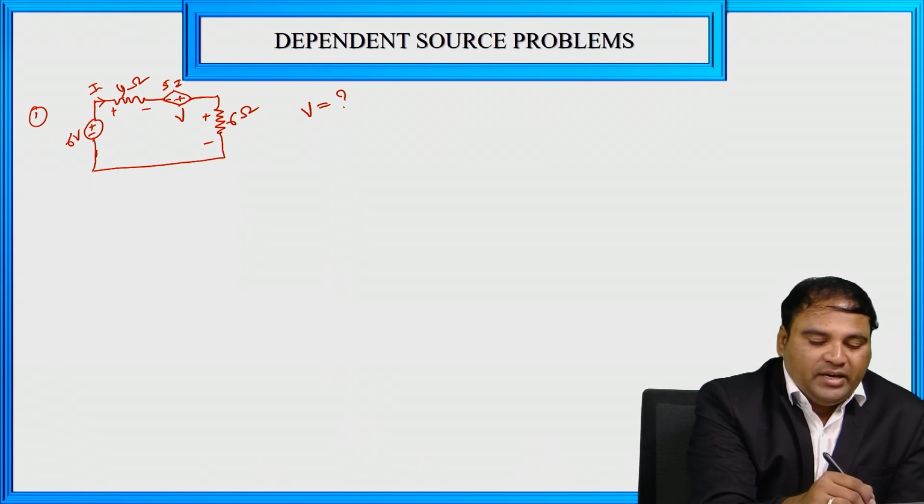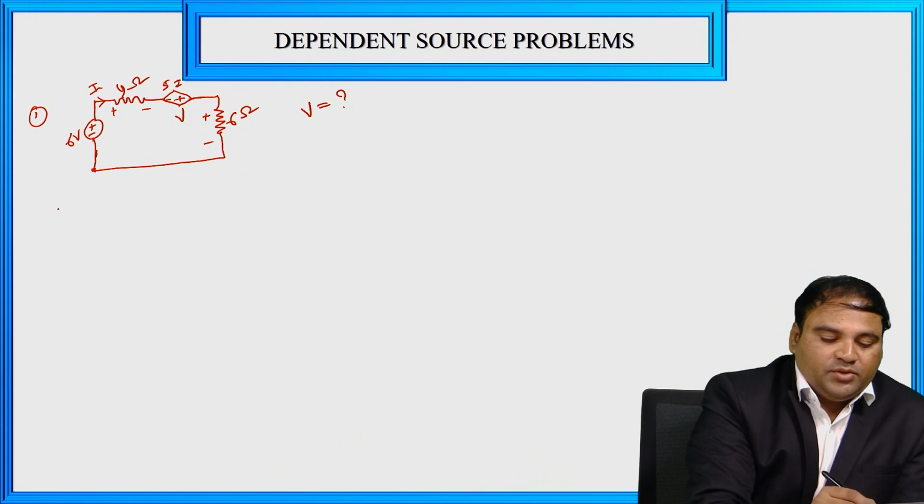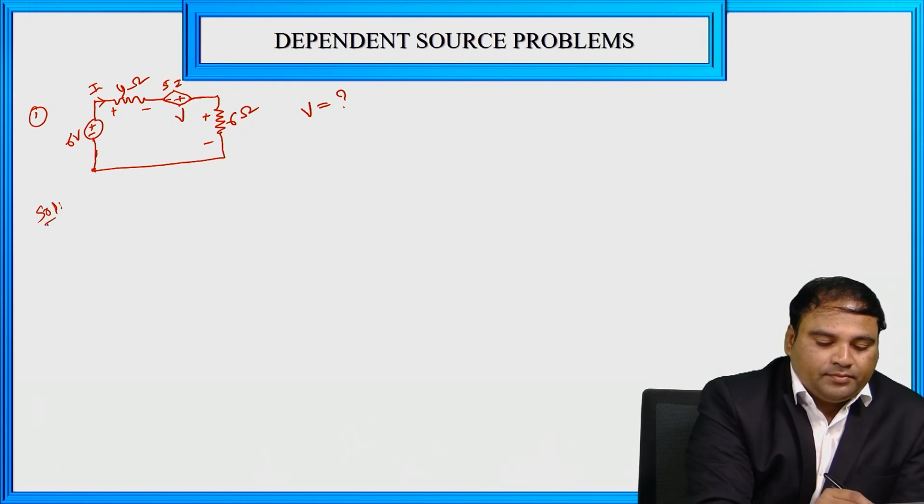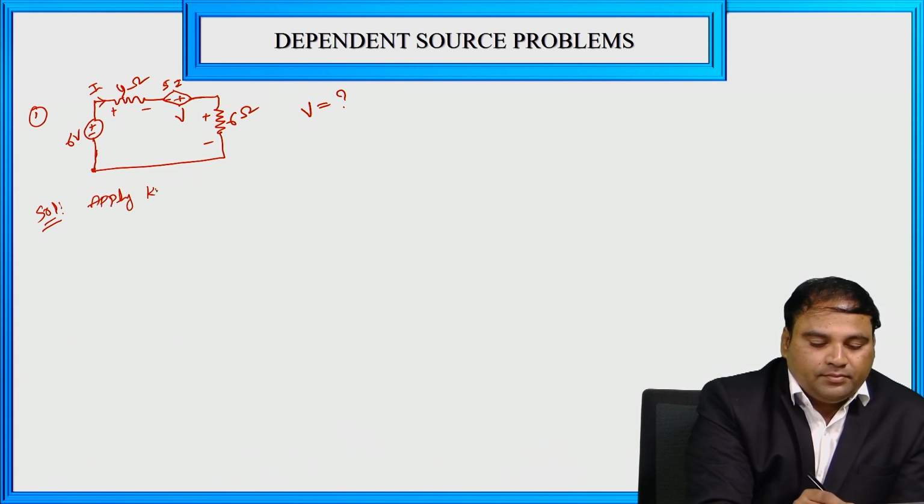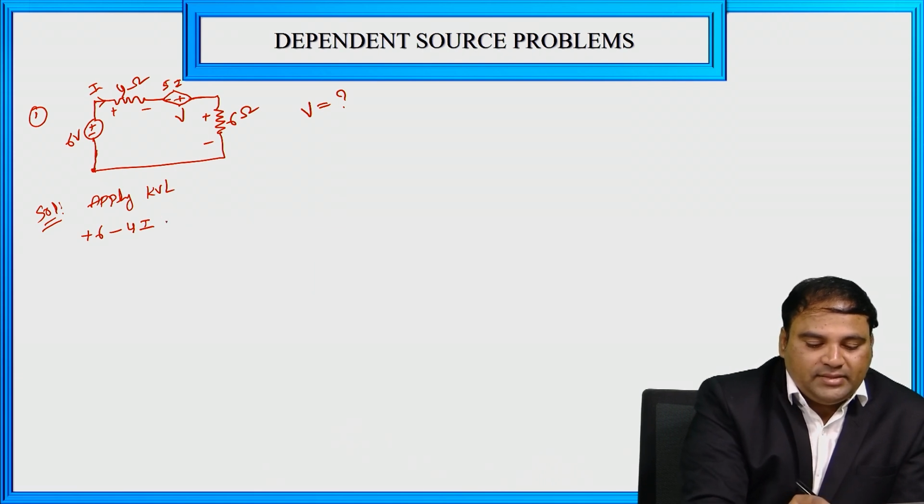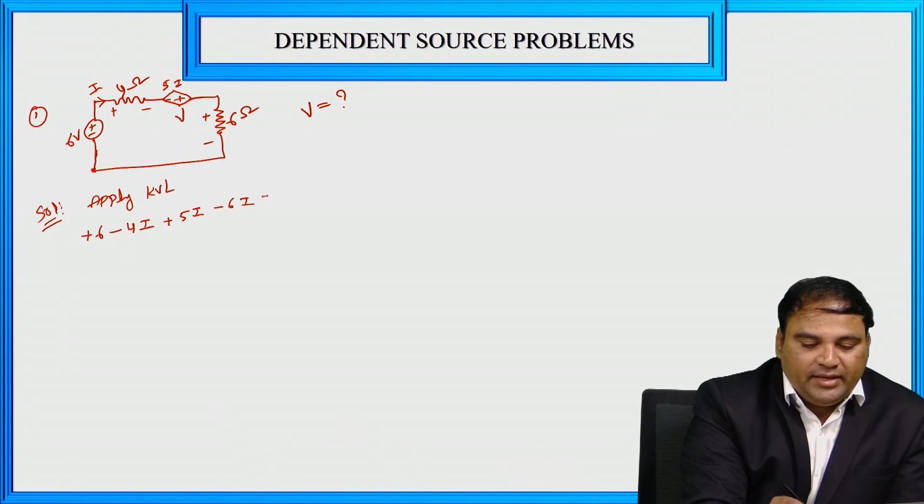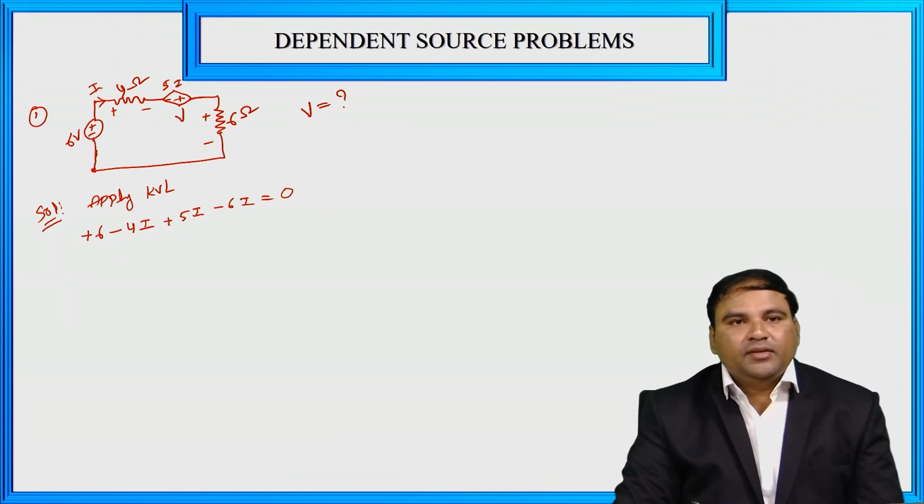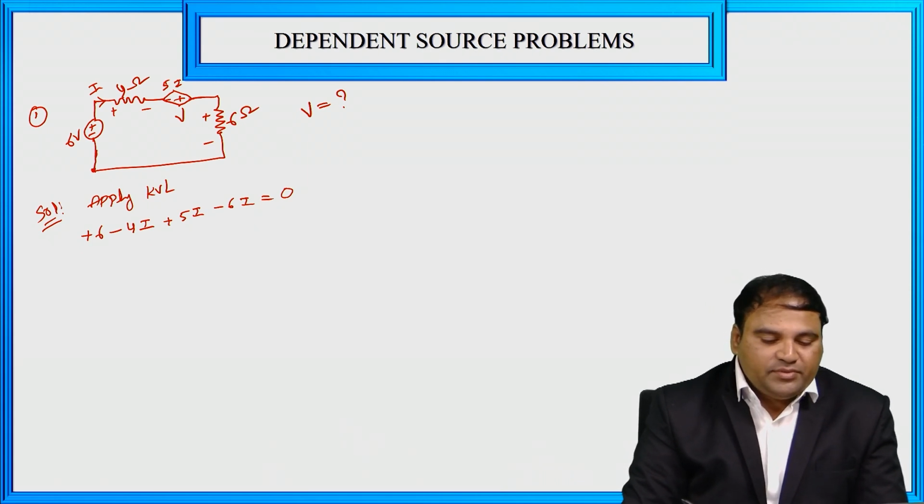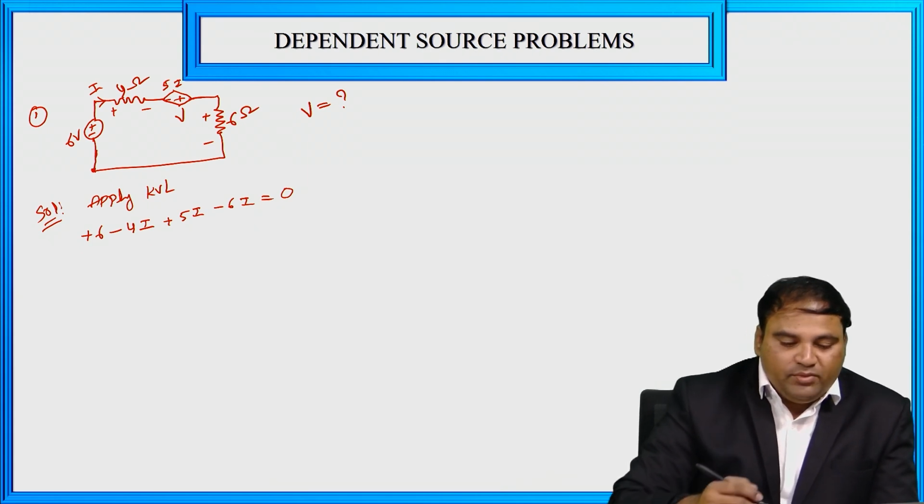Now I am starting from this point. So apply KVL. Here plus 6, at 4 ohm minus 4I, and here plus 5I, minus 6I equal to 0. Okay, so plus 6 minus 4I plus 5I minus 6I equal to 0.